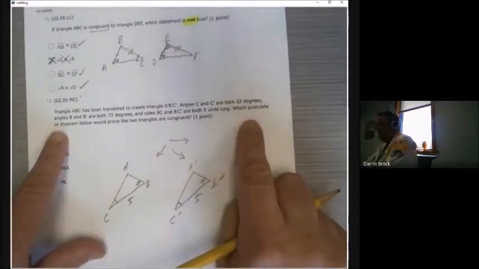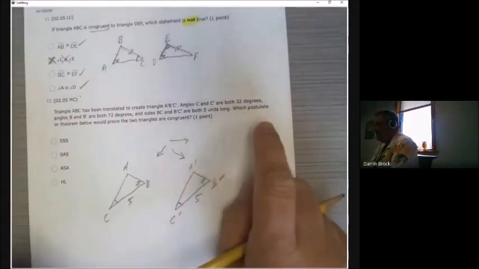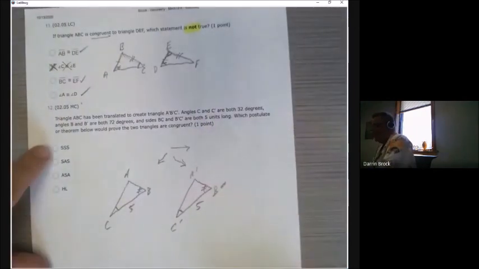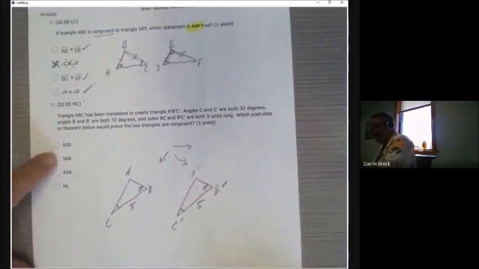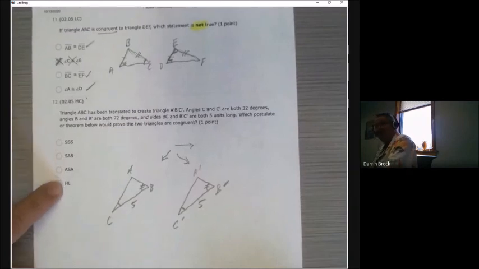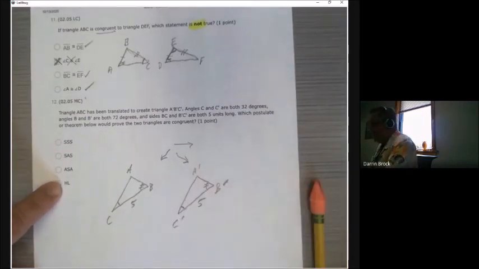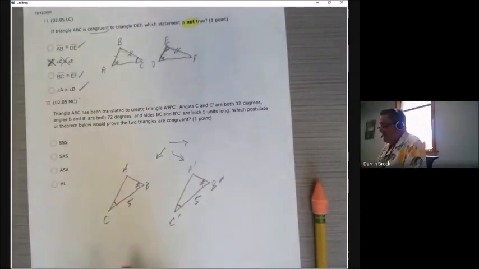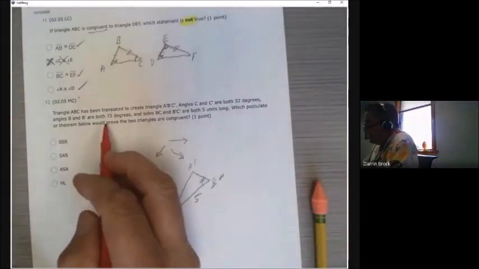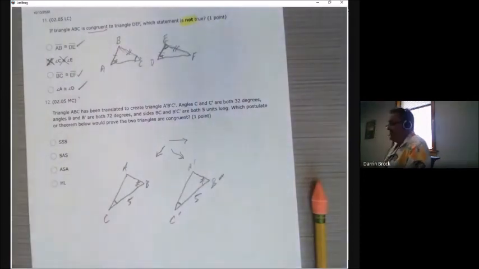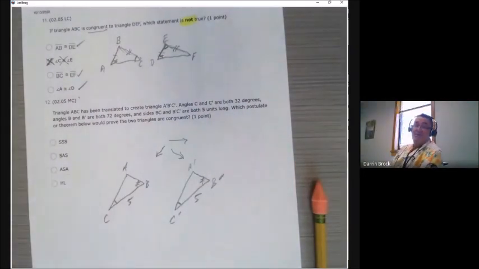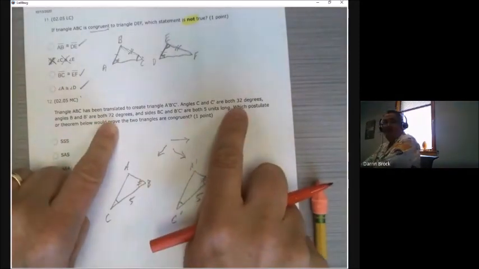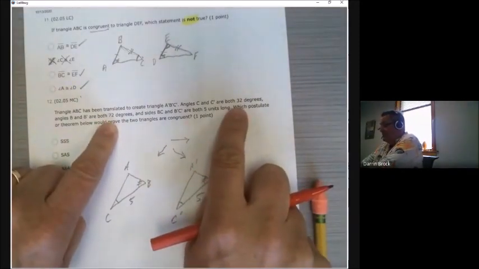Which postulate or theorem below would prove the two triangles congruent? Is this side, side, side, side, angle, side, angle, side, or hypotenuse leg? Well, remember, hypotenuse leg only works if you have a 90-degree angle. We do not have a 90-degree angle. We have a 72 and a 32, and because a triangle has to add up to 180, and these already add up to over 100, we know the last angle is less than 80. So we do not have a right triangle.